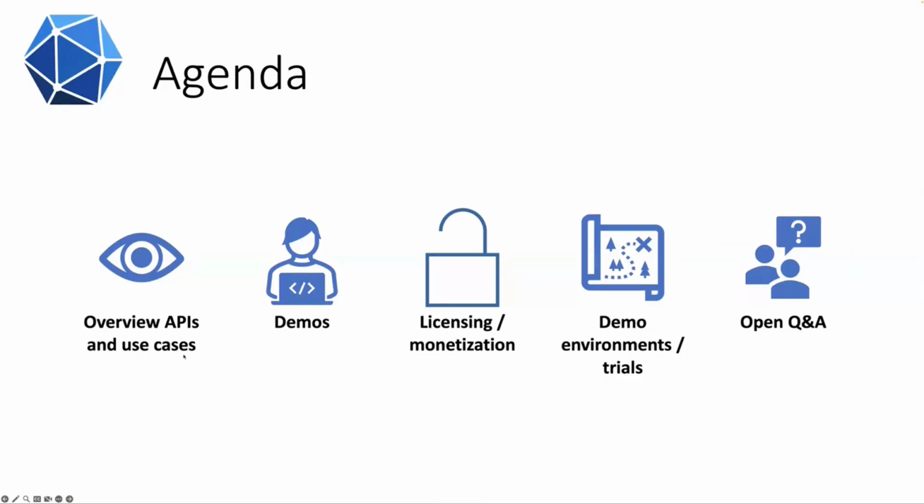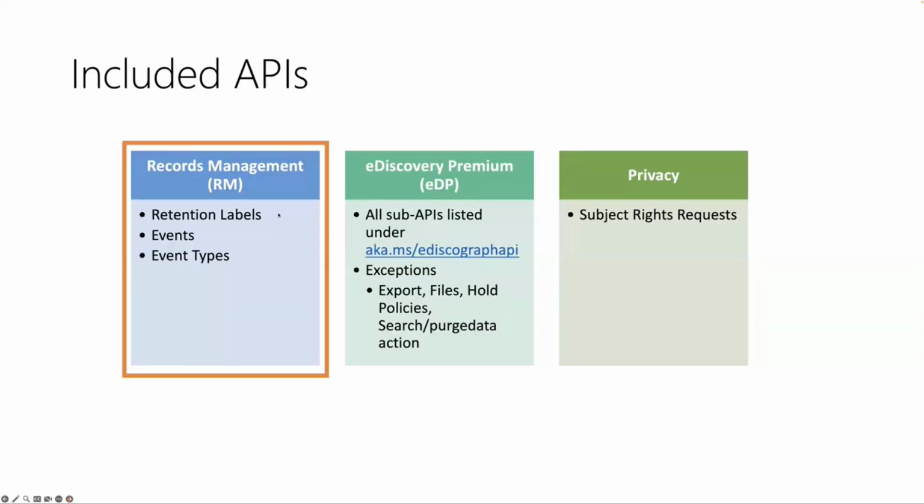All right, so just a little bit of the agenda. An overview of the APIs and their use cases. We'll do a little bit of demos, of course, talk about licensing and monetization, demo environments and trials, and then end with some links to some resources. So jumping right into it. I mentioned SCIM earlier. For SCIM automation, we're really talking about 3 different sets of APIs, records management being the one that we're talking about today, but there is also eDiscovery Premium as well as privacy.